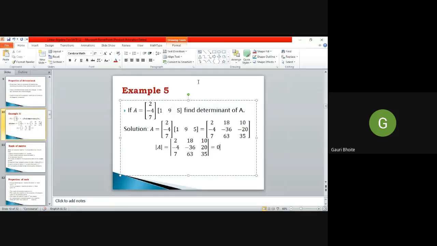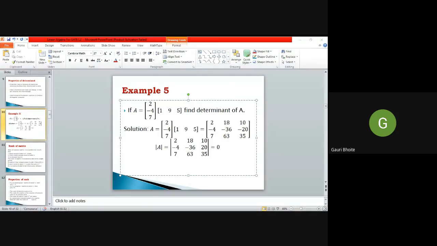So understand what the property is: for a 3 by 3 determinant, if any two rows are identical or multiples of each other, then its determinant is 0.